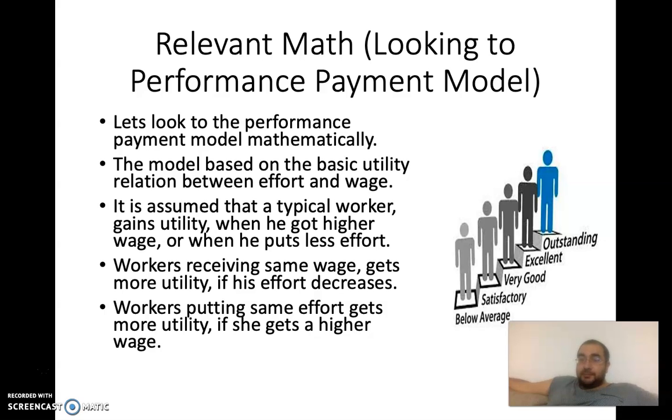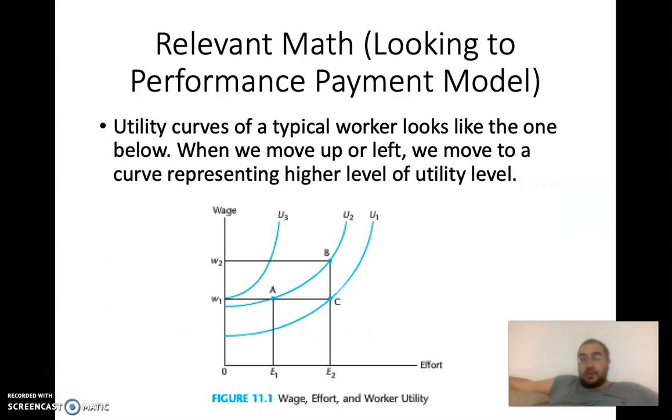And we see the different payment models workers can get. Again, workers get more utility if they get a higher wage and if they put in less effort, basically. And these are the utility curves of the workers.